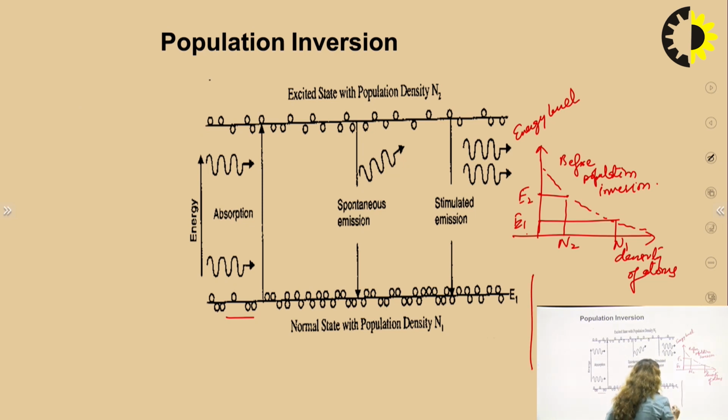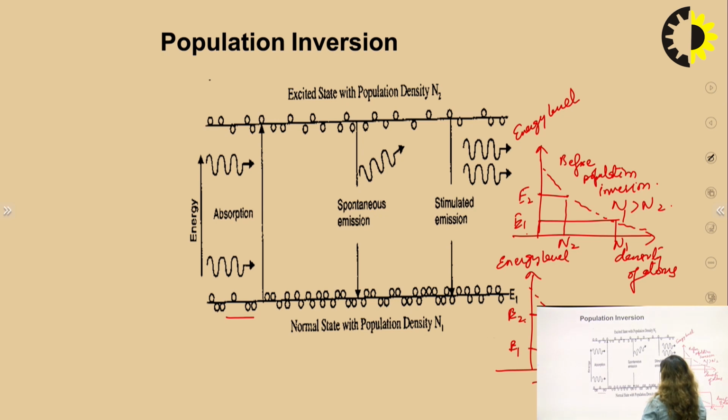But after population inversion, the scenario will change. At E1 we have a lesser number of atoms, and at E2 we have a higher number of atoms. Again, the x-axis is energy level and this is density of atoms. From this graph, you can easily see the number of atoms in the lower energy state is N1 initially, and the number of atoms in the high energy state E2 is N2. Obviously, here N1 is greater than N2. But when population inversion occurs, the number in the lower energy state, N1, is very much less than N2. We require this phenomenon to have stimulated emission in lasers.